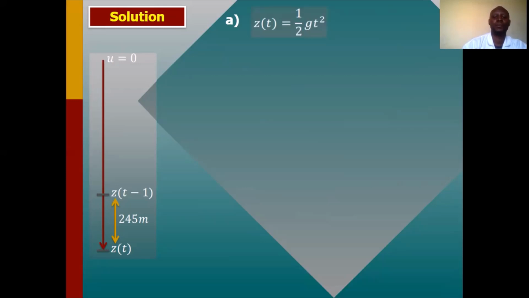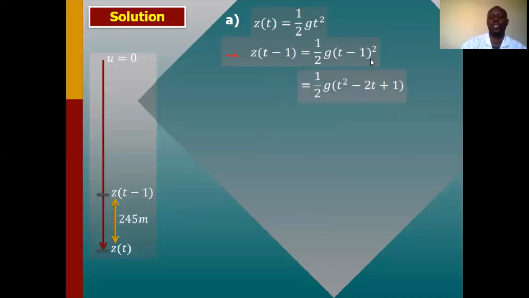So for the formula, we are going to use the kinematics equation for distance. Z as a function of t is equal to 1 over 2 g t squared. So for Z as a function of t minus 1, we replace t minus 1 in this formula. It will be 1 over 2 g times t minus 1 squared, which is 1 over 2 times the acceleration due to gravity multiplied by t squared minus 2t plus 1.